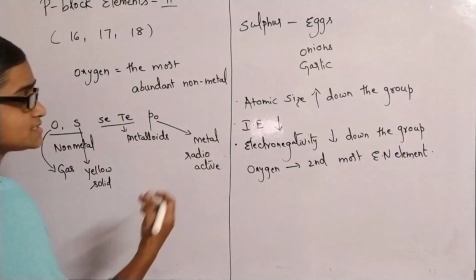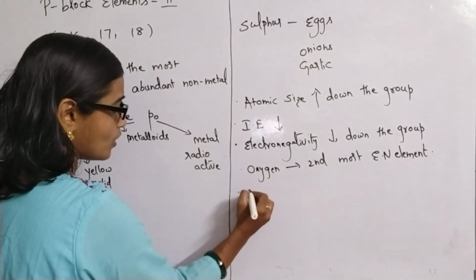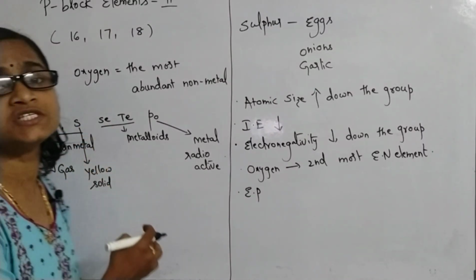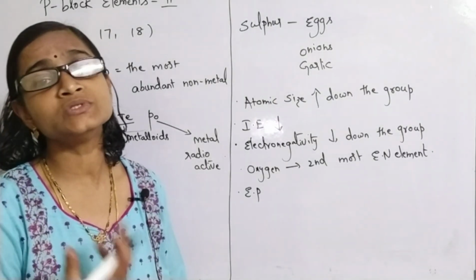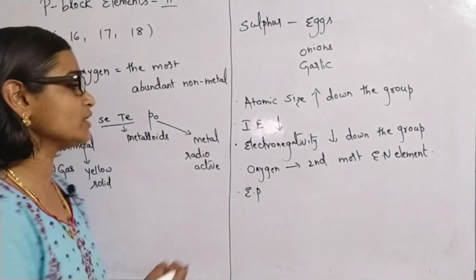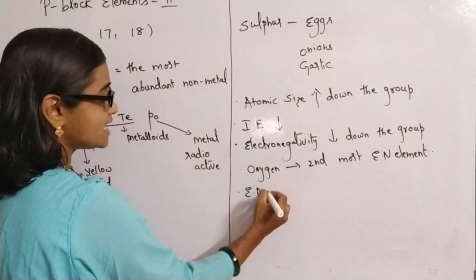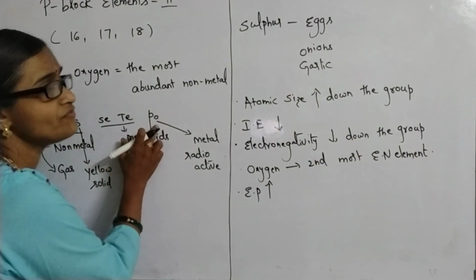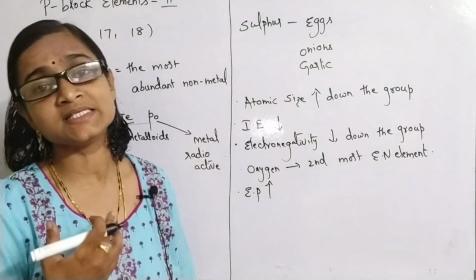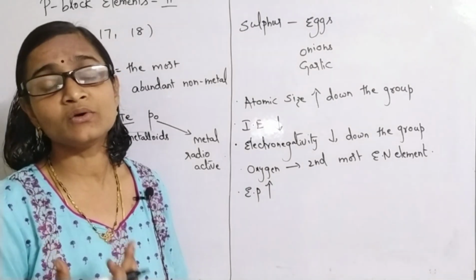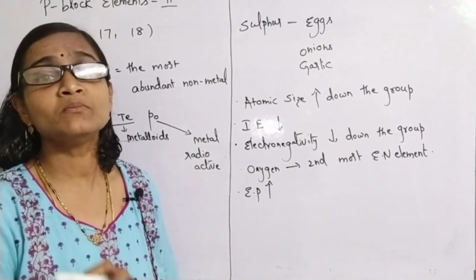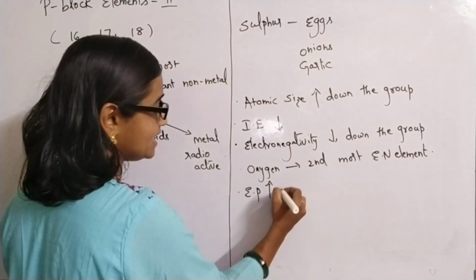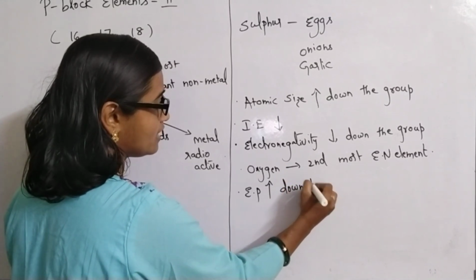Okay, and next, if you go for electropositivity, generally for non-metals, electropositivity will be very less. The tendency to lose electrons will be very less. So what happens to electropositivity? It increases down the group. It will be very less for oxygen and high for polonium, because polonium exists in the form of what? Metal. Down the group, I already told you, the bottommost element is a metal. So electropositivity increases down the group.